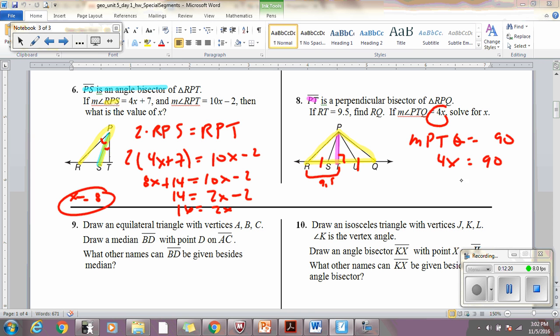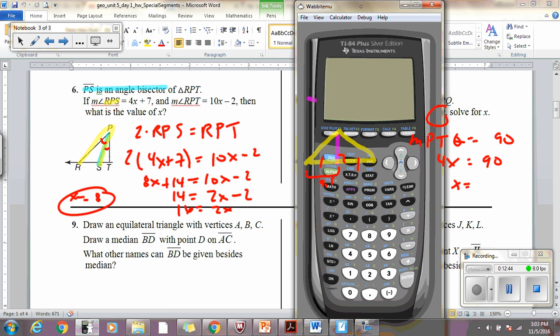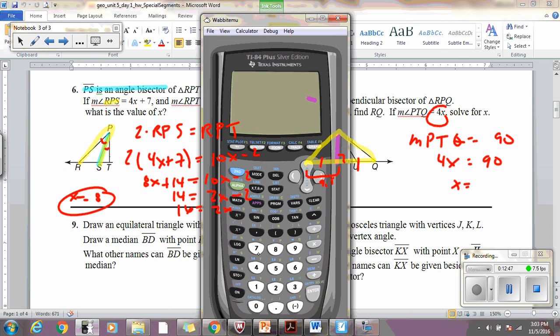So divide both sides by 4, and you have x equals, what is that? It's not 15 and it's not 20. Is it 25? Or 22.5? Let's double check with the handy dandy calculator. 22.5.